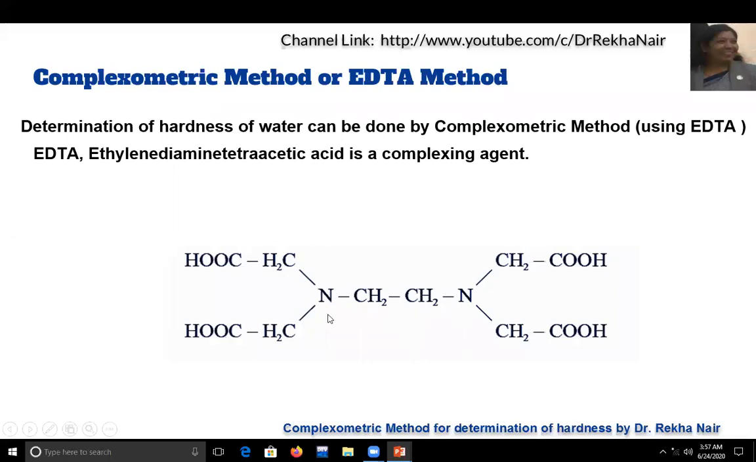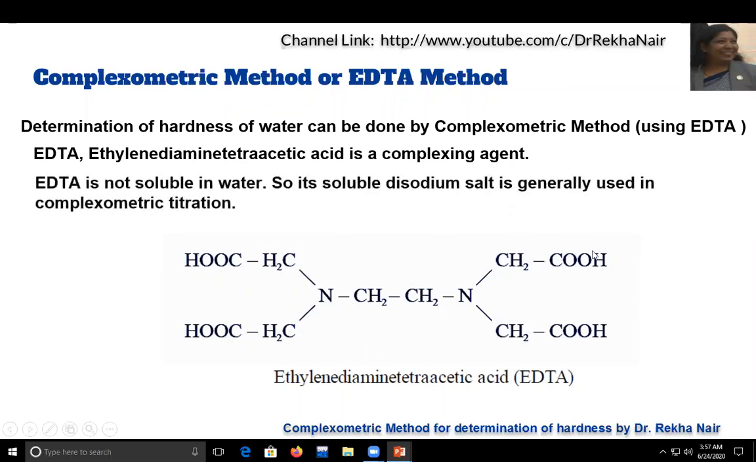This is ethylene. There are two amines in which the hydrogens are replaced by acetic acid, that is acetate ions. You can see there are 4 acetate ions and there are diamines. But the problem with this is it is not soluble in water. So we have to take the disodium salt of this EDTA if we want to prepare a solution. The hydrogens will be replaced by sodium, and we use the disodium salt of EDTA for preparation of EDTA solution.